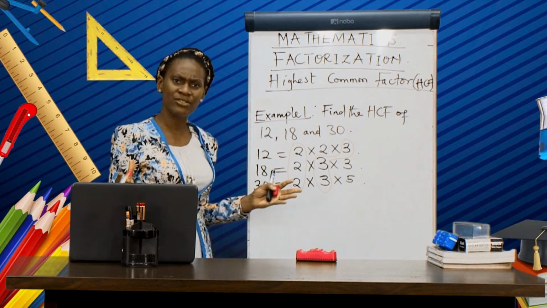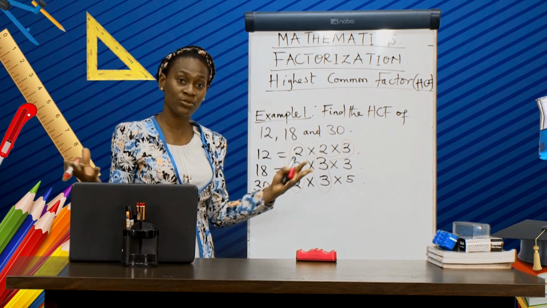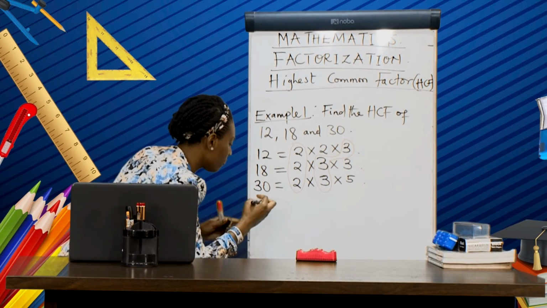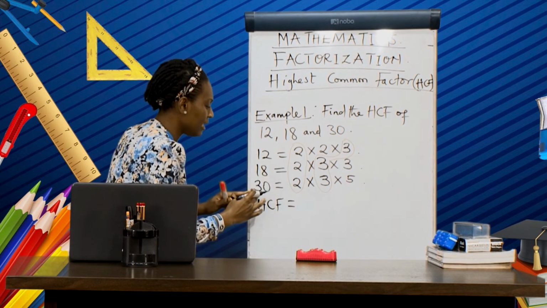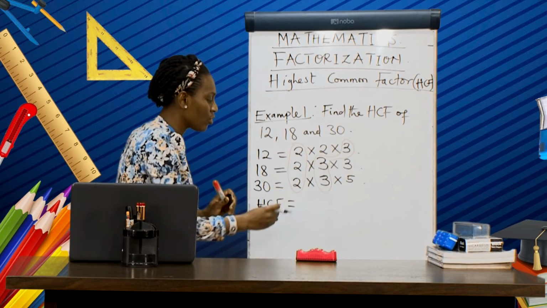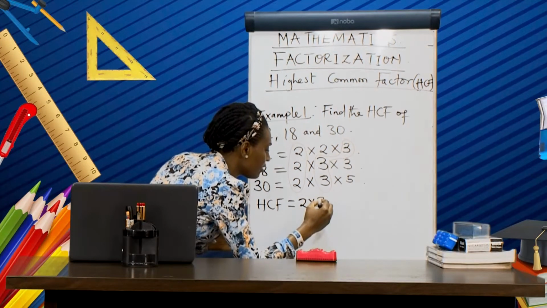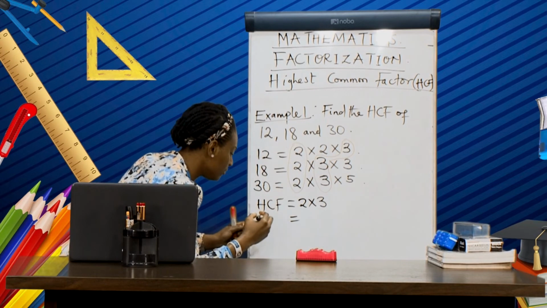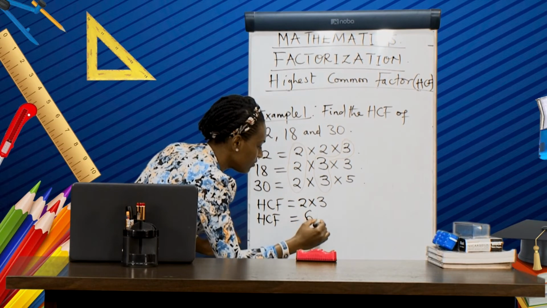Is there any other number that is common here? From what we can see, we have 2, 3, and 5. There's no other common number. So we can conclude by saying the HCF of 12, 18, and 30 will simply be 2 times 3 because we have these 2 factors being common. So the biggest factor that we would have there will simply be the multiplication of the 2 factors. So we have 2 times 3, which gives 6.